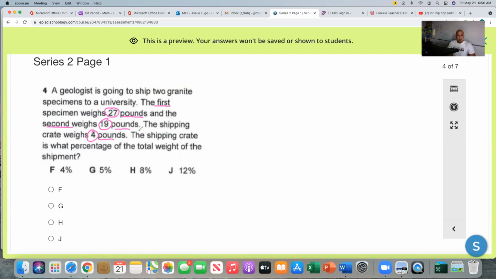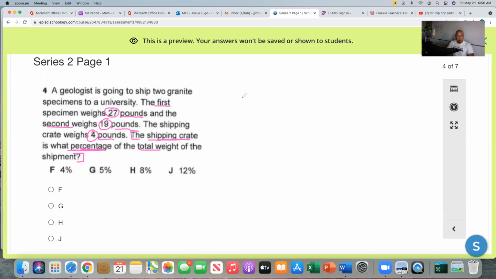Okay. And the question is asking the shipping crate, so just the crate, the 4 pounds, is what percentage of the total weight? So notice, ladies and gentlemen, that it's asking for the percentage, which we know a percent is always a number over 100, which we obviously don't know what the percent is. Otherwise, it wouldn't be asking, well, what is the percent? What percentage of the total weight? Do we know the total weight? We don't know it, but we can figure it out, right? So let's first figure out the total weight.